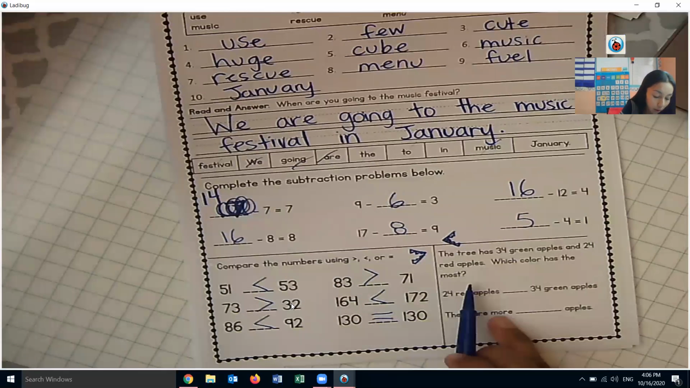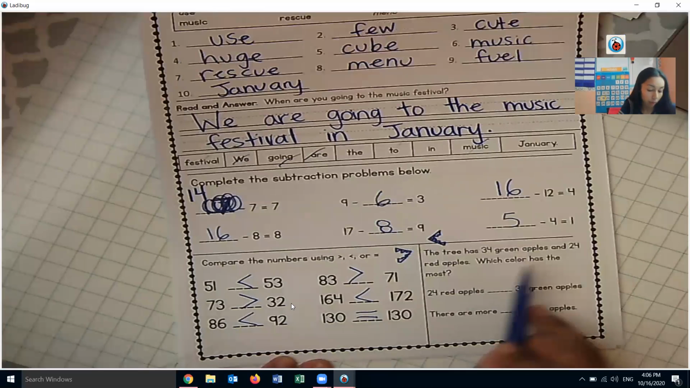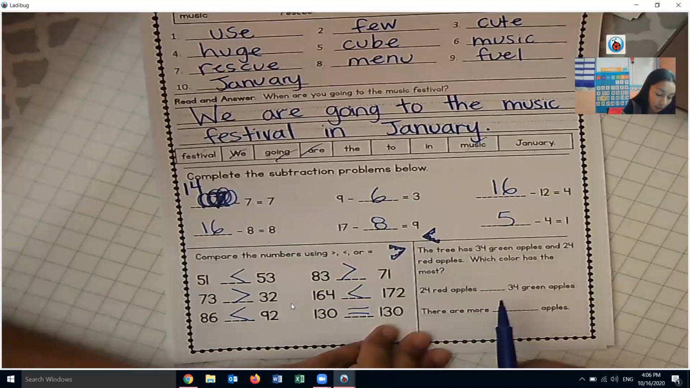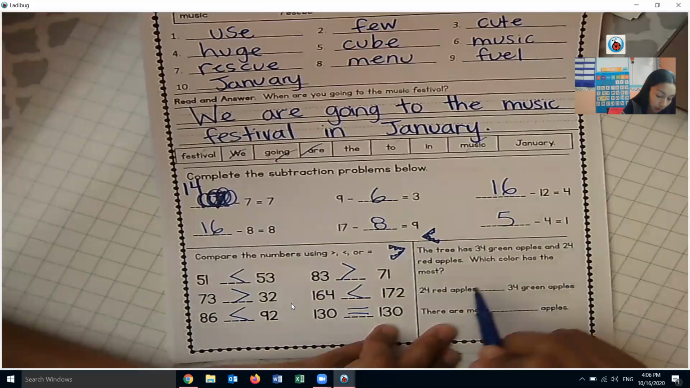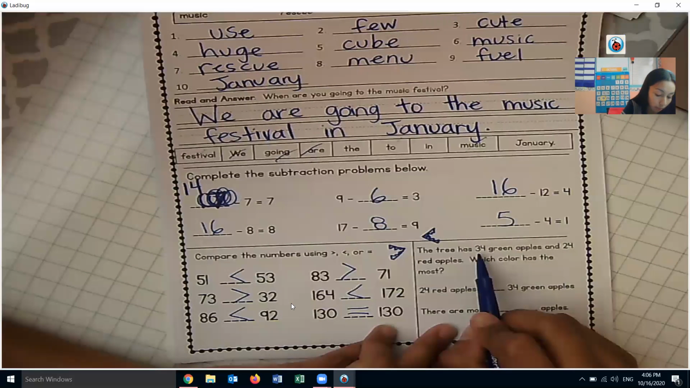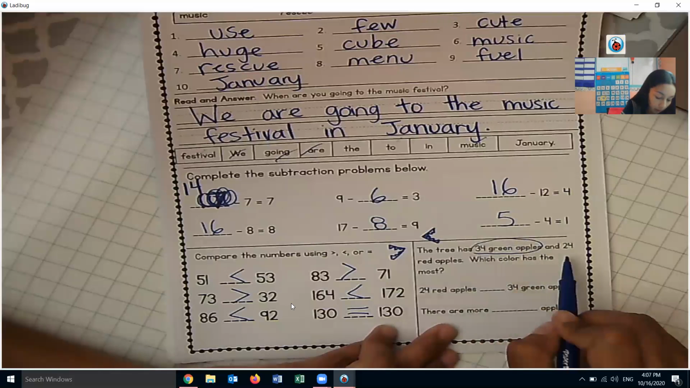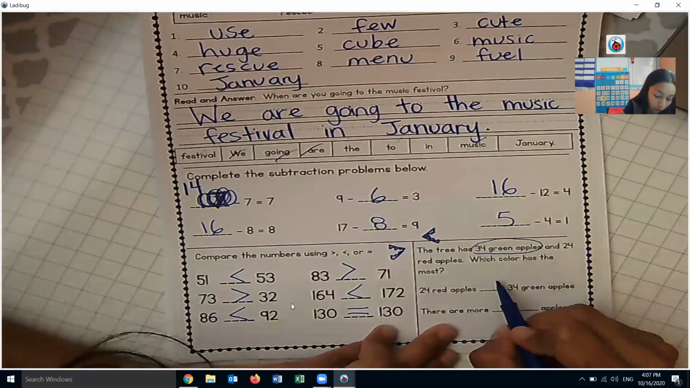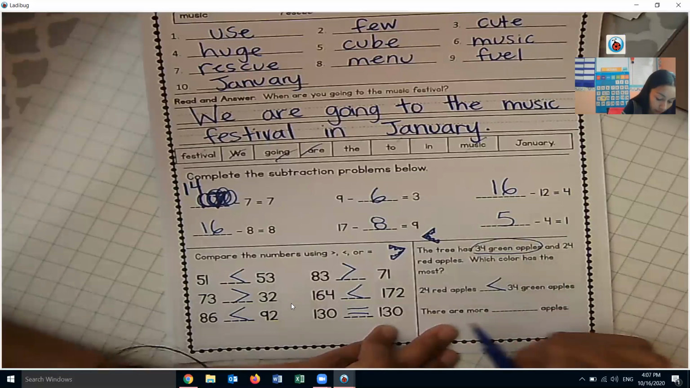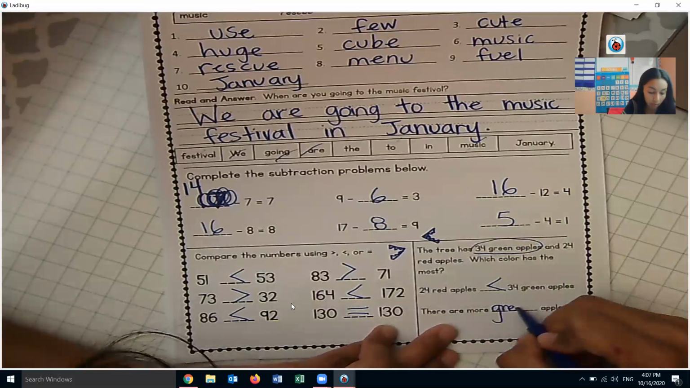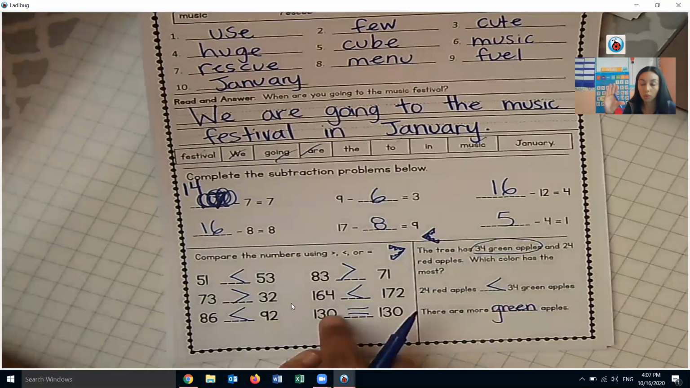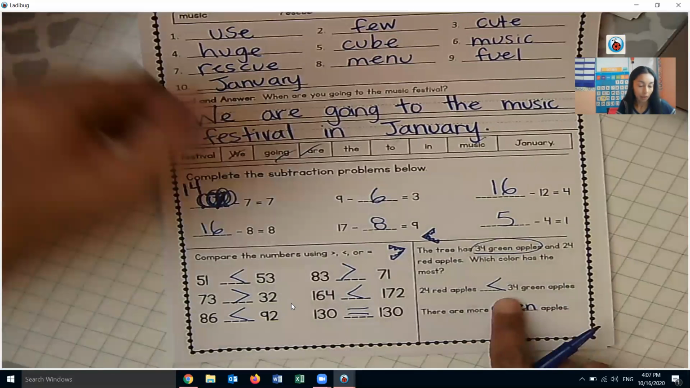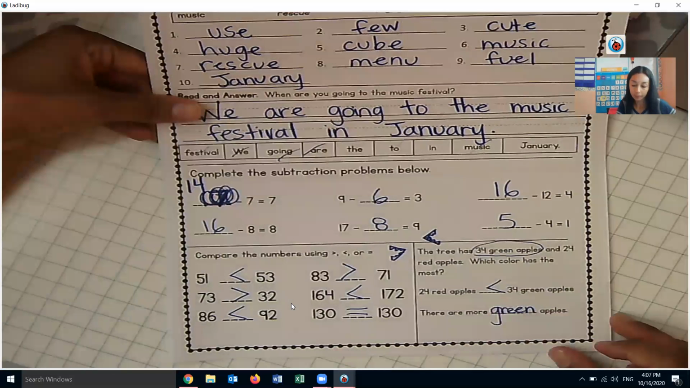The tree has 34 green apples and 24 red apples. Which color has the most? So that would be the green apples, right? There would be more green because there's 34 and there's only 24 red. 24 red apples is less than the 34 green apples. There are more green apples. So we're using that same symbol like we are using here to open up to that bigger number, which here is 34. Okay, that is Unit 3, Week 1, Day 1.